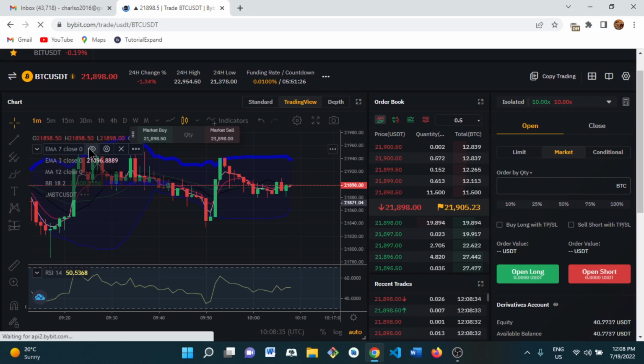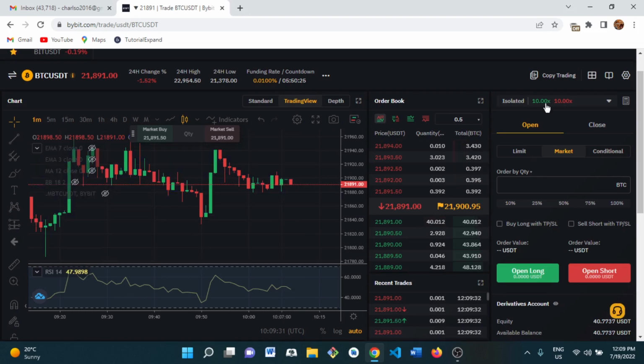Over here, top here, you see this one isolated, and you see 10x, 10x. That's the leverage. The leverage helps you to use more than the amount of money that you have in your account to trade. More or less, you can use borrowed money from the platform and then trade with. When you see 10x, it means whatever money you are trading with, they multiply by 10. For instance, if you have 100 USDT, or $100, you are trading with, and you choose a leverage of 10, then it will be 100 times 10, which is 1,000.